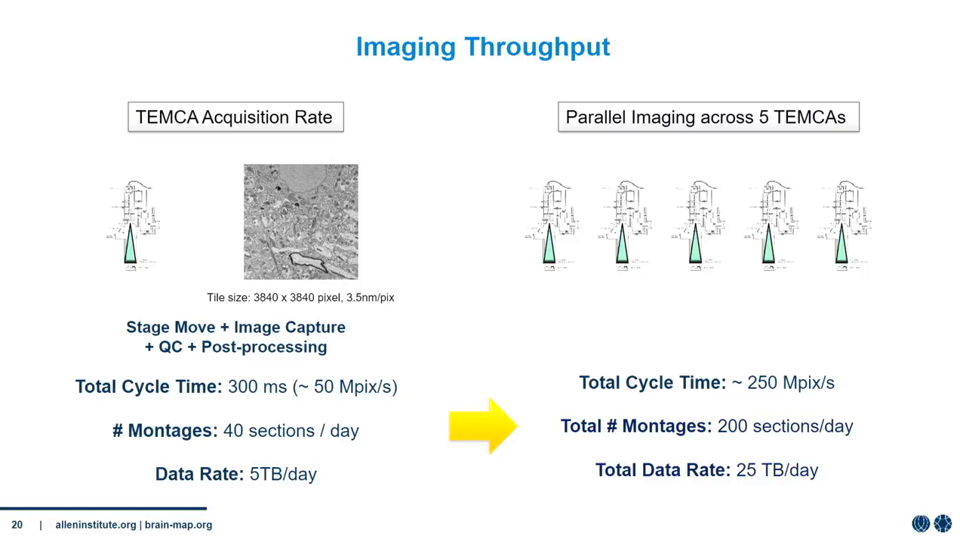During production mode, we will have 5 scopes running in parallel, and the total rate is going to be 250 megapixels per second, with a total collection of 200 sections per day.